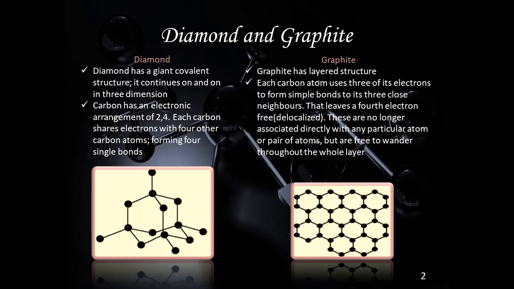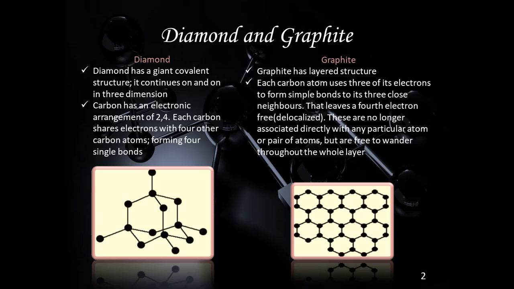So it can conduct electricity, and it is a good conductor of electricity because it has delocalized electrons. Now, because graphite has a layered structure, between the layers weak forces of attraction are present, and these layers can slide over each other. So due to this reason, we can also say that graphite can be used as a lubricant.